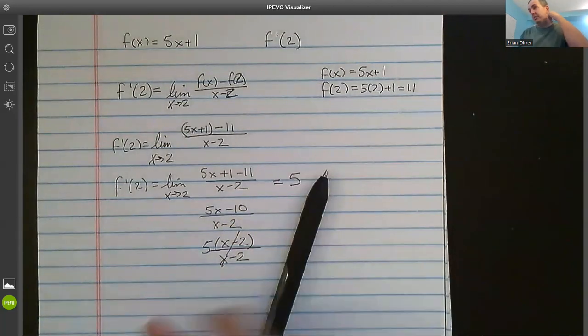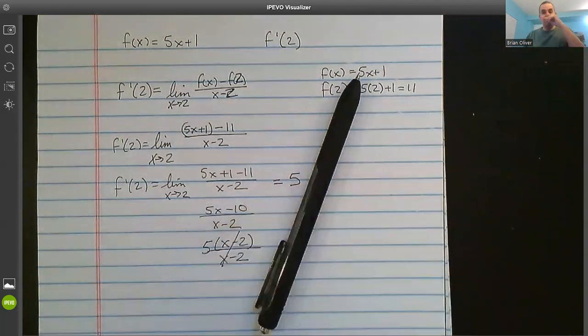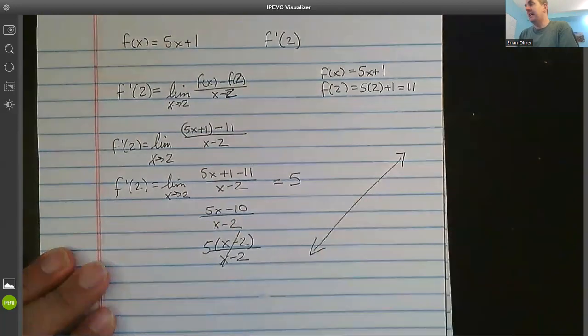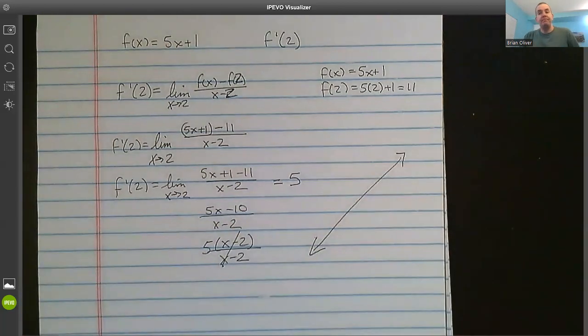So that slope is 5, but we should know that anyway, because the slope of a line is the number in front of the x. This tells me that if I did this for any number on 5x plus 1, it'd always be 5, because we've got our line, and our line 5x plus 1 looks like that. Slope is 5 the whole time. So that's our idea of that.